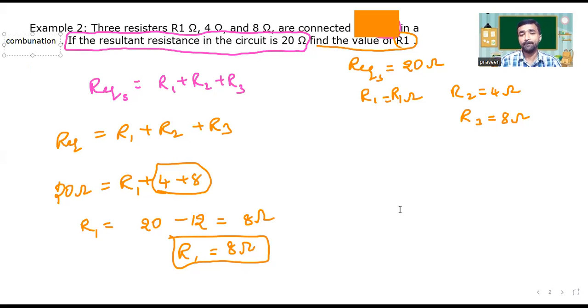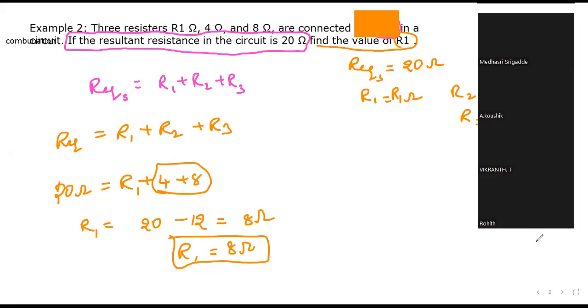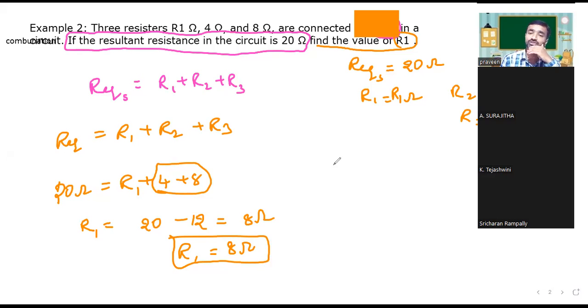I forgot to mention the combination. It just says you connected in a combination. If the resultant resistance in the circuit is 20 ohms, find the value of R. A small variation in the question. Will you take this question as wrong, or are you able to answer this?